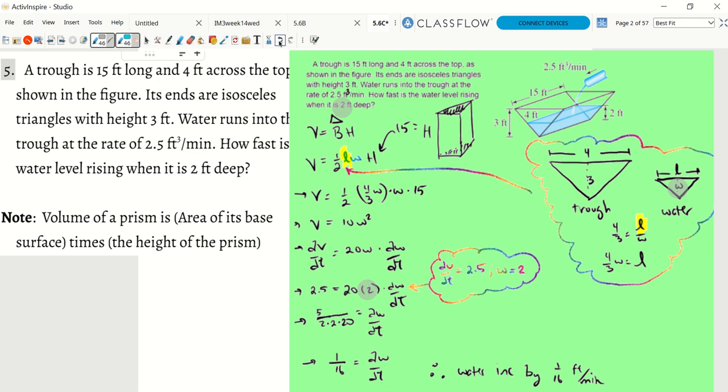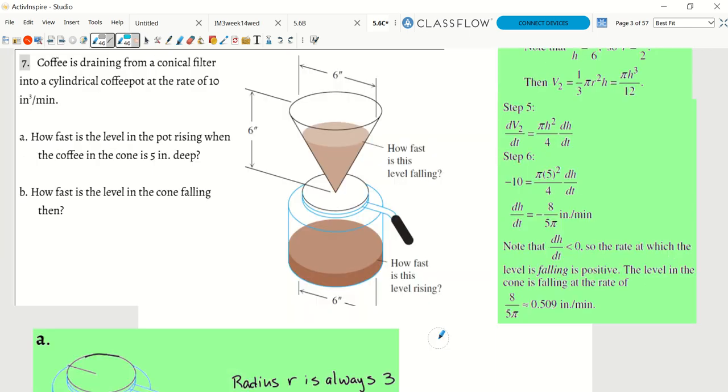Okay. And then this kind of tripped me out for like 3 seconds. So they divide both sides by 20 times 2. Okay. But what's up with this 5 and 2? It's because 5 divided by 2 is 2.5. So they just rewrote this decimal as a fraction. Okay. And then basically we accomplish our goal of isolating dW over dt, and it's 1 over 16 when you simplify this. Okay. Let's do 7 last.